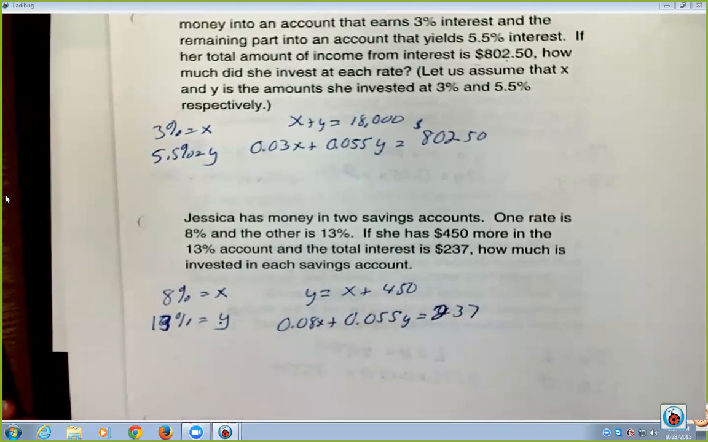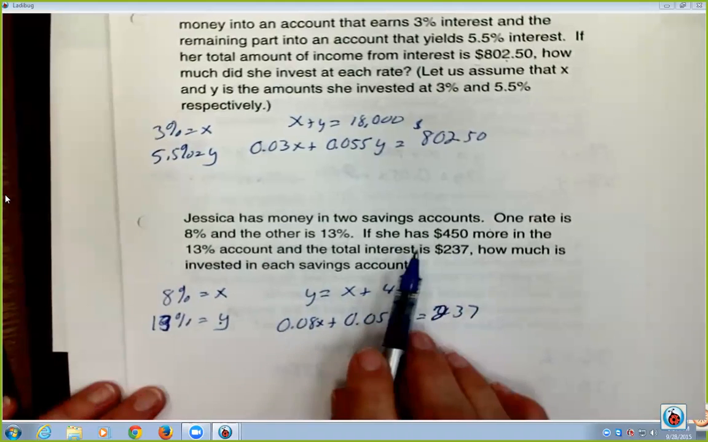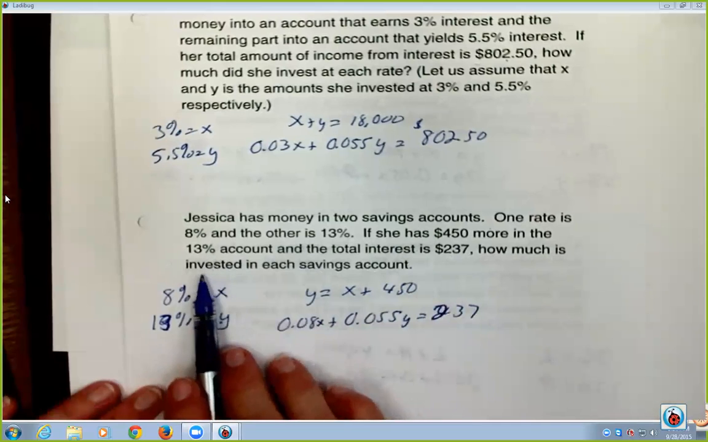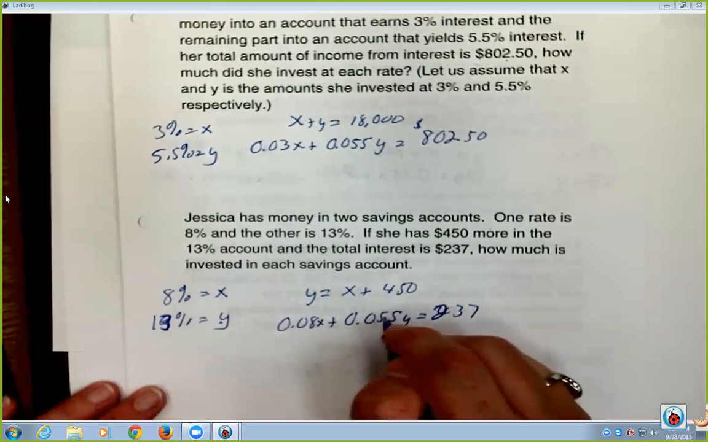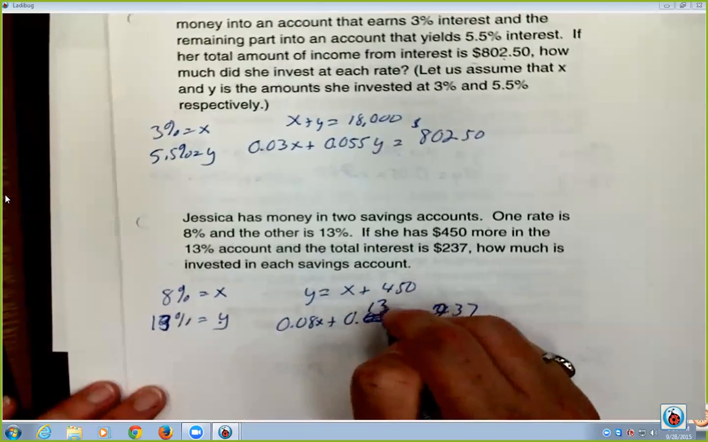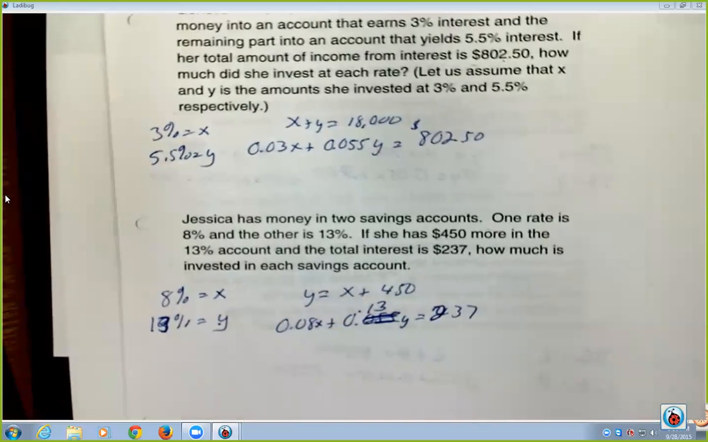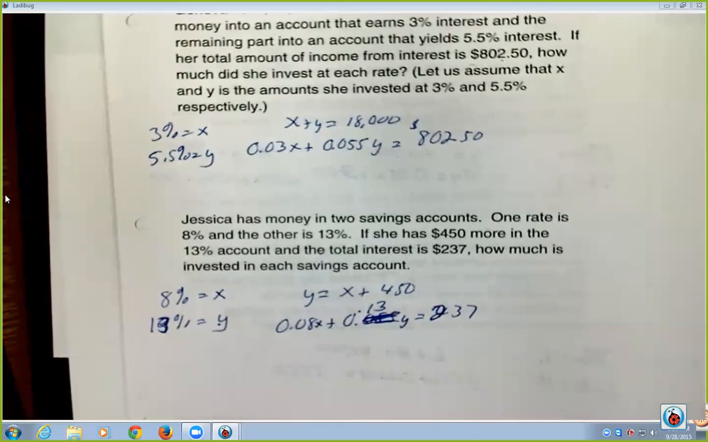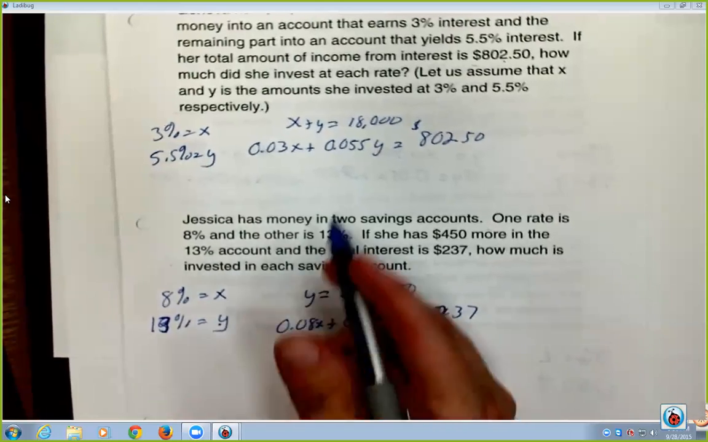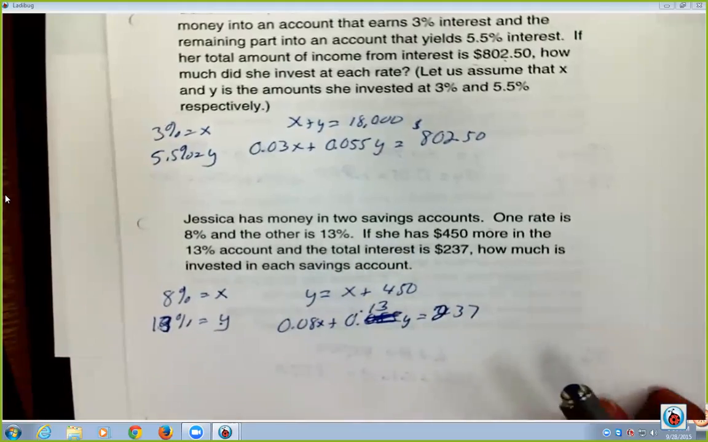Yes? I was on the one up above. 13%, sorry. Yeah, 13%, because that's what she had in her accounts. Yes, it should be 13, not the 0.055. That was from up above. My 13 was here. Okay.